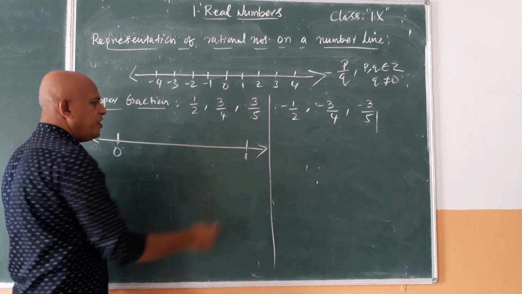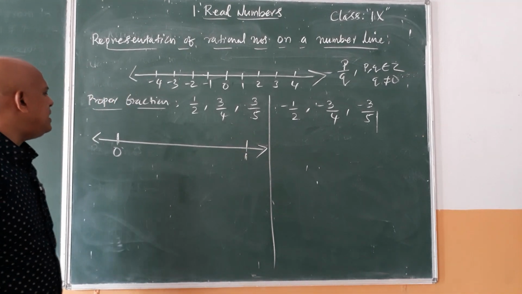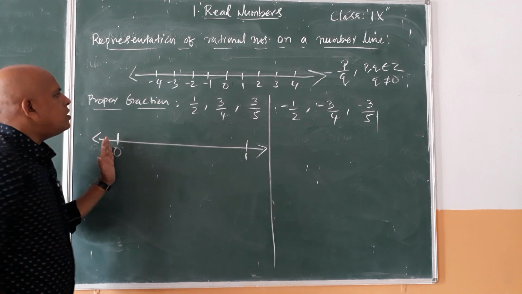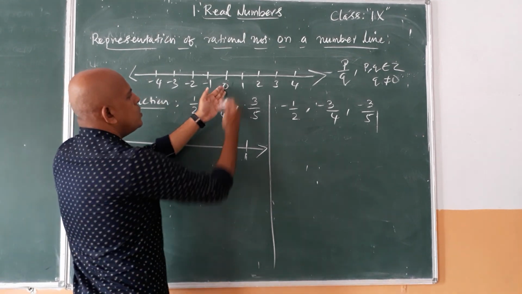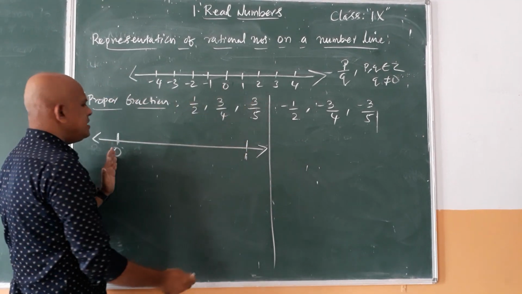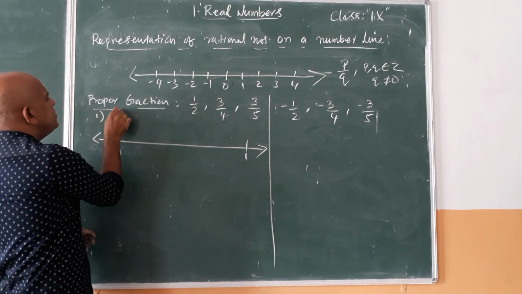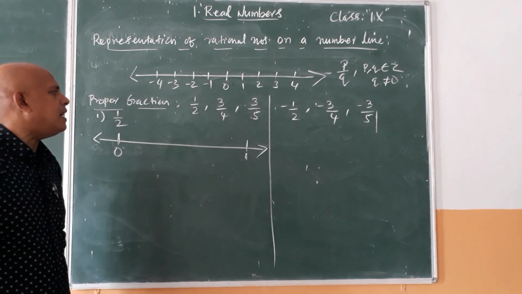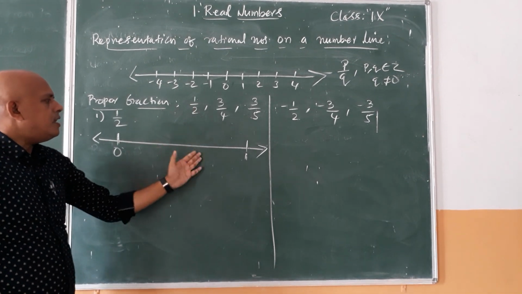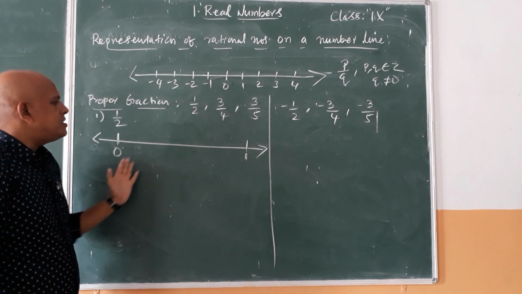There are two different ways. Let us learn the first method here. As you see in the number line, the left side is 0 and the right side is 1 always. So the first problem I am taking is 1 by 2. How to represent 1 by 2, which is a rational number, between 0 and 1.